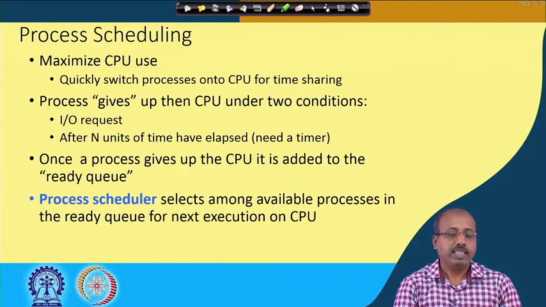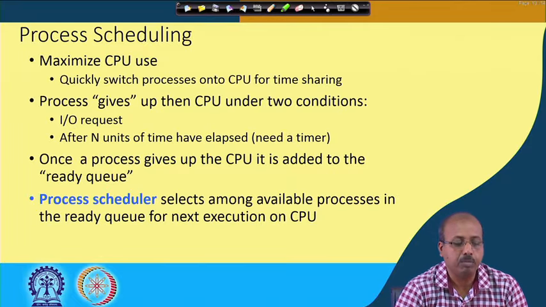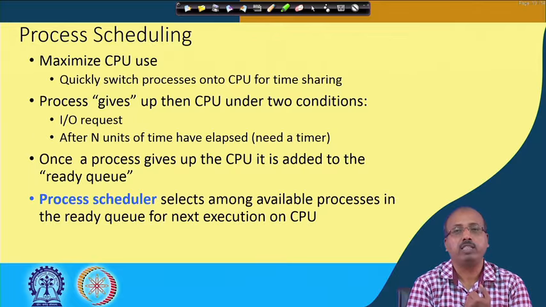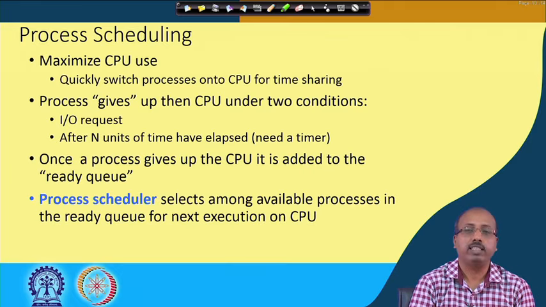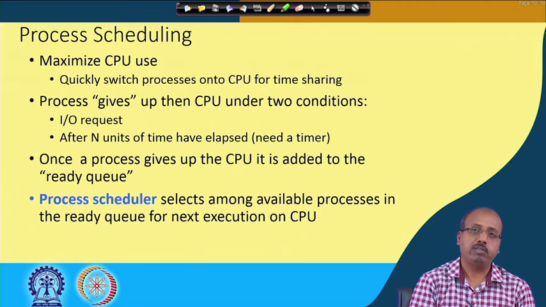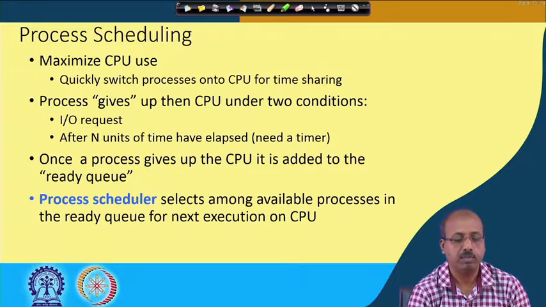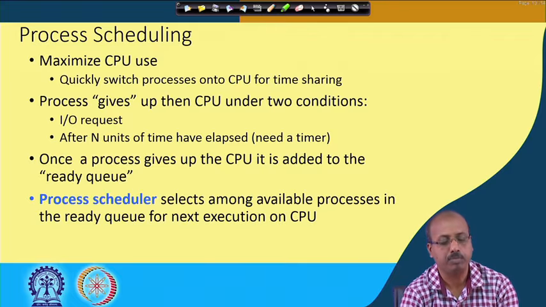So, that time the CPU is not being properly utilized. If this switching can be made very fast, then this time will be less, and so we can maximize the CPU time. One possibility is that we can do scheduling so that the number of switchings will be less, and the other is that we can make the switchings faster, so that the time needed for a particular switching is not much. So, we can maximize the CPU usage by quickly switching processes onto the CPU for time sharing.